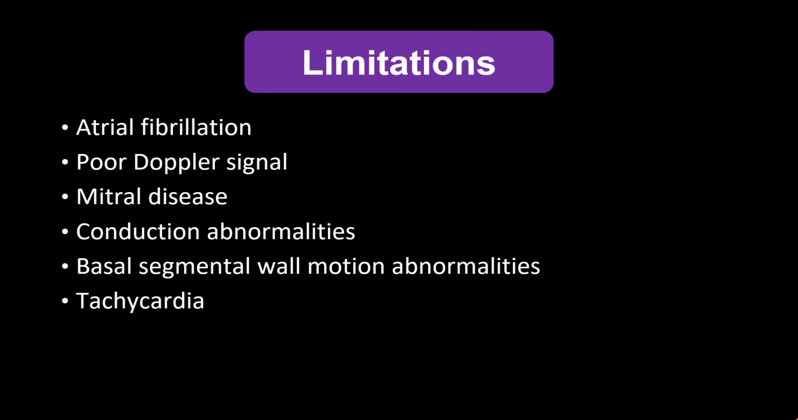So we do want to mention some limitations of this technique. The first one is atrial fibrillation, in which you have variable diastolic filling time and therefore variable E velocity and E prime velocity. Poor Doppler signal is an important one because you can under or overestimate both your E and your E prime. Mitral disease, so mitral valve annular calcifications or mitral regurgitation, are both contraindications to this technique. Conduction abnormalities, basal segmental wall motion abnormalities, and tachycardia, where you often get fusion of your E and A waves.